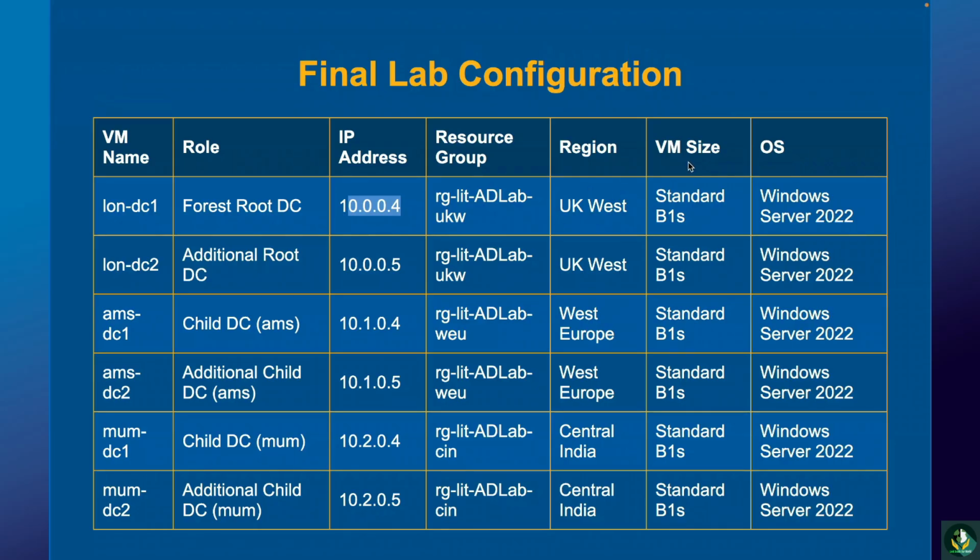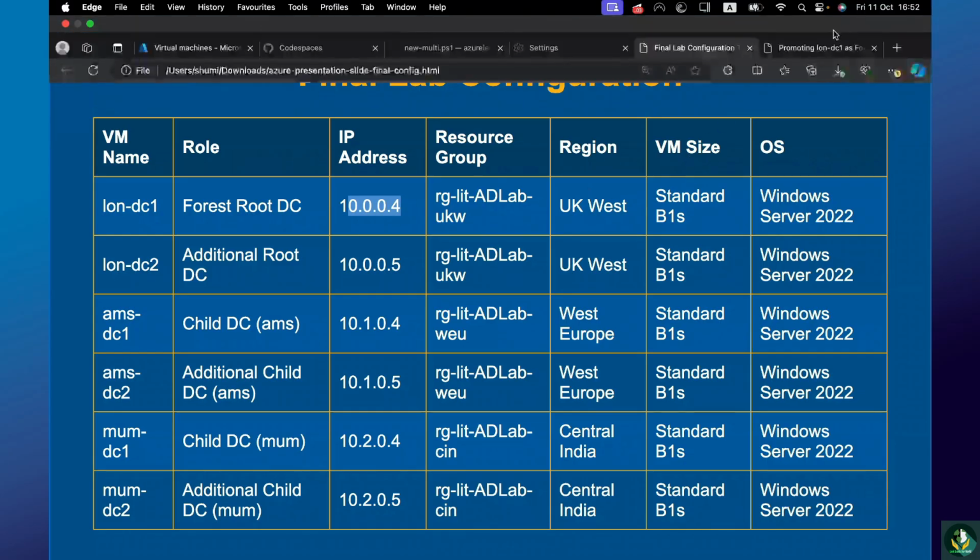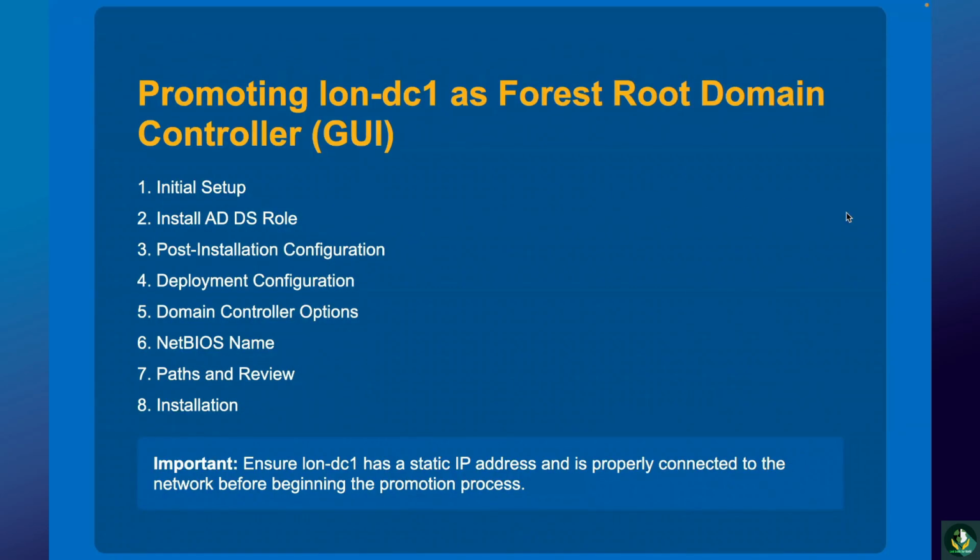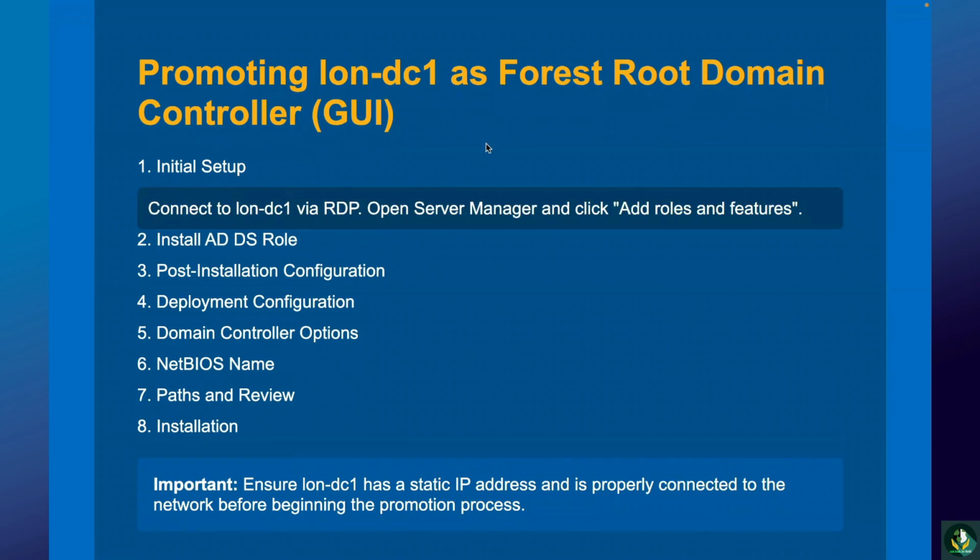Let's switch to the slide. What we'll be doing when promoting our first domain controller. We'll be promoting Lone DC as forest root domain controller with GUI. And first we'll need to connect to this virtual controller. I'll be connecting with RDP, and then I'll open Server Manager and click Add Roles and Features on this particular virtual machine. But of course, I forgot to say that before doing all these actions on all virtual machines, we'll set up static IP address on all of them.